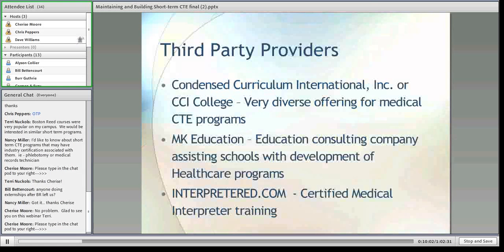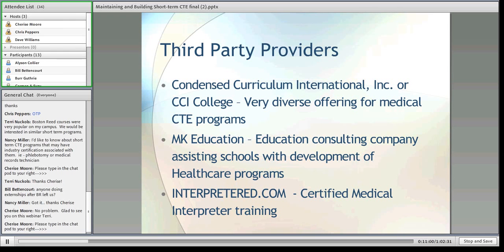Let's look at a little bit about third-party providers before we get into the overall fundamental components of CTE programs. These are a few of the third-party providers, and they fall into different categories of ones that we have looked at from Beaumont and had some conversation with. Condensed Curriculum International, or CCI College, was very similar in terms of their course offerings to Boston Reed. Actually, in a few areas more diverse, and a few programs they were offering under their college third-party provider, Boston Reed had not. We were actually in consideration or working for an agreement with the college back in the early part of January, when I received a call from them that asked us to not proceed with working out the agreement.